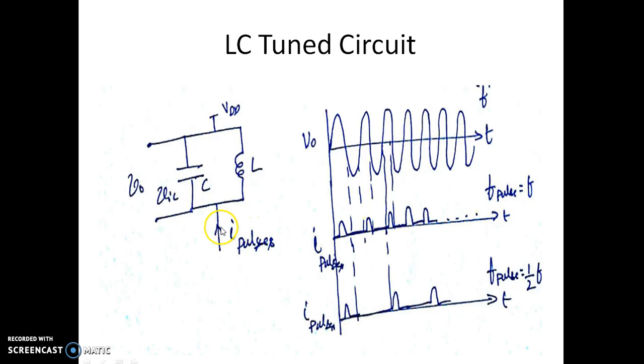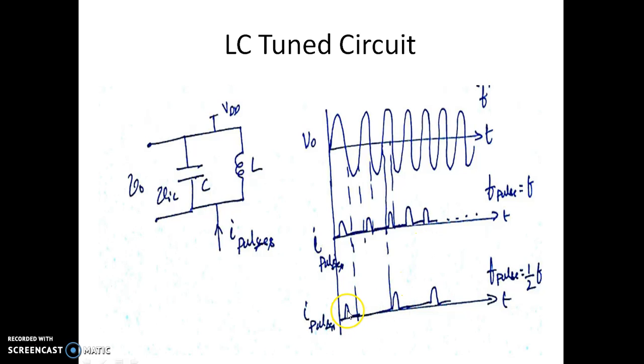The frequency of these current pulses is equal to the frequency of the oscillations. Even though this L and C are practical in nature, the oscillation is not dying out because we are giving the required energy, which is being lost during the power dissipation, through these current pulses. As long as these current pulses are there giving the energy that is being lost due to dissipation, we are going to have a sustained oscillation. It is not necessary that the pulses should have a frequency equal to f.